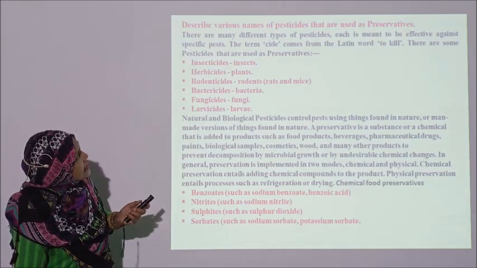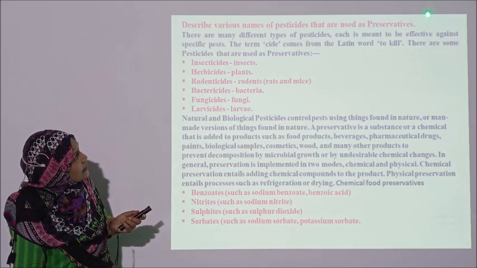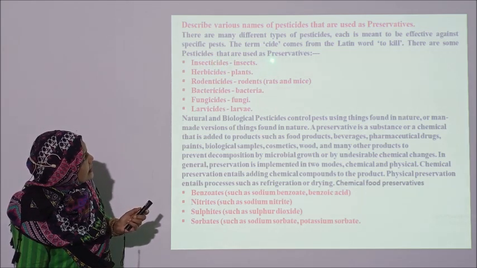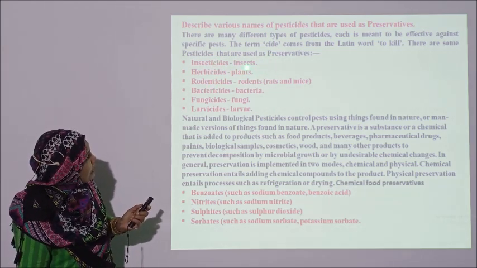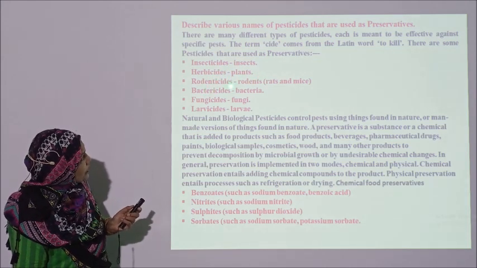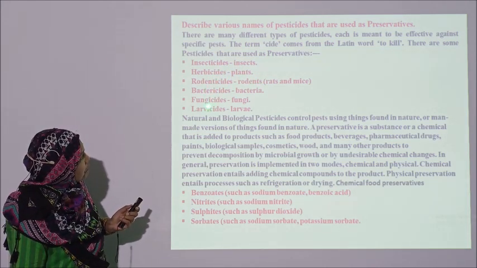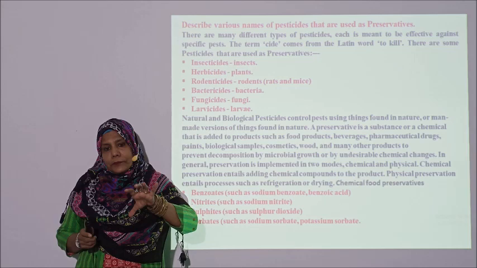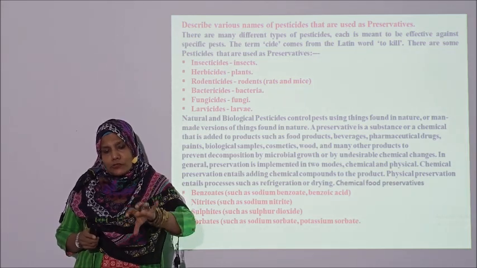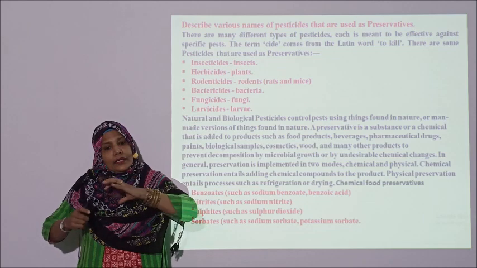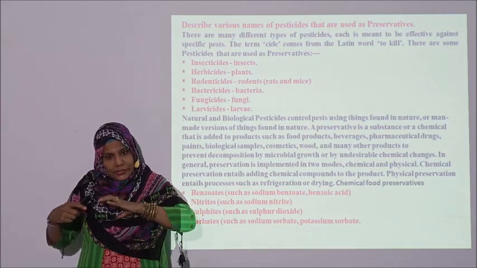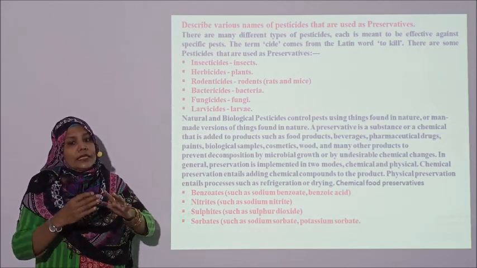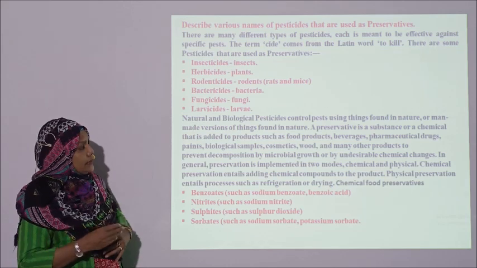Look, describe various names of pesticides that are used as preservatives. We will find some: insecticides for insects, herbicides for plants, rodenticides for rodents, bactericides for bacteria, fungicides for fungi, larvicides for larvae. There are pesticides for every species. But people nowadays are using all these things on our day-to-day food, vegetables and every food item.